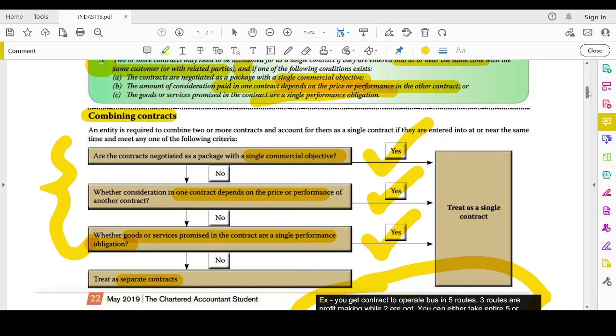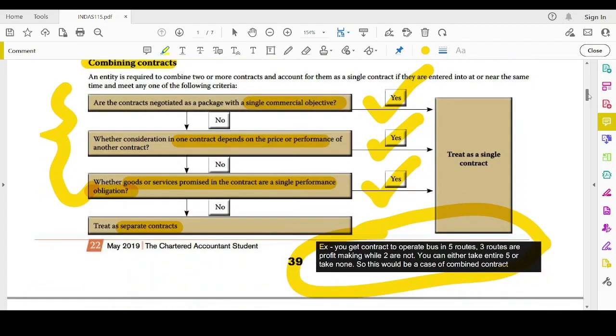Let's read it out. An entity enters into contracts at or near the same time and meets any of the following. Whether it is for a single commercial objective, if yes, it is a single contract. Whether the consideration of one contract depends upon the price or performance of the other contract, if yes, treated as a single contract. Whether goods or services promised in one contract or both contracts are treated as a single performance obligation, if yes, then also treated as a single contract. If none of the three conditions are fulfilled, then you may treat it as a separate contract.